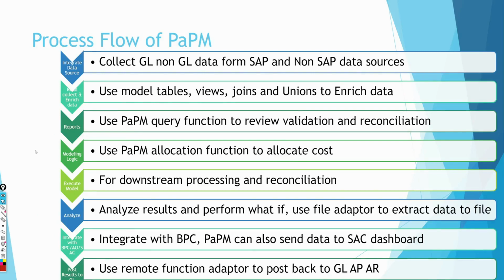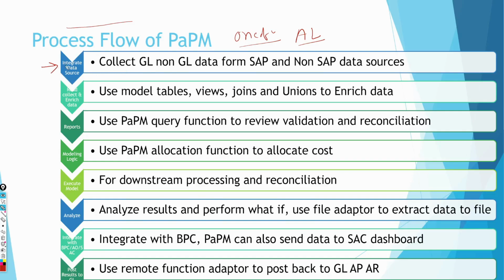Now let's understand the process flow in PAPM. When we build or design a model, what will be the process flow? I am showing you one process flow of PAPM. It is not always the case. I am showing you this simple example of allocation. In one particular allocation, this might be the process flow we will perform in PAPM from a high-level perspective. When we need to do allocation, the first thing is to integrate the data. Integrating the data means you collect GL, non-GL, SAP, non-SAP, whatever your source data is, and you need to identify where it is coming from.